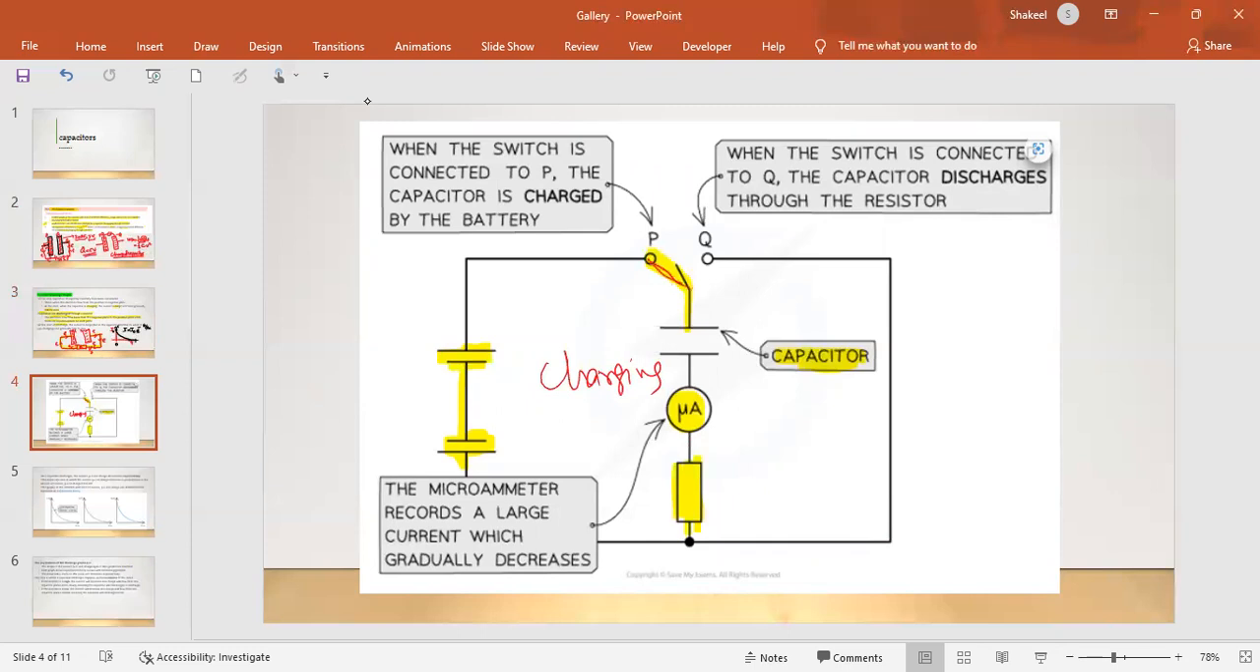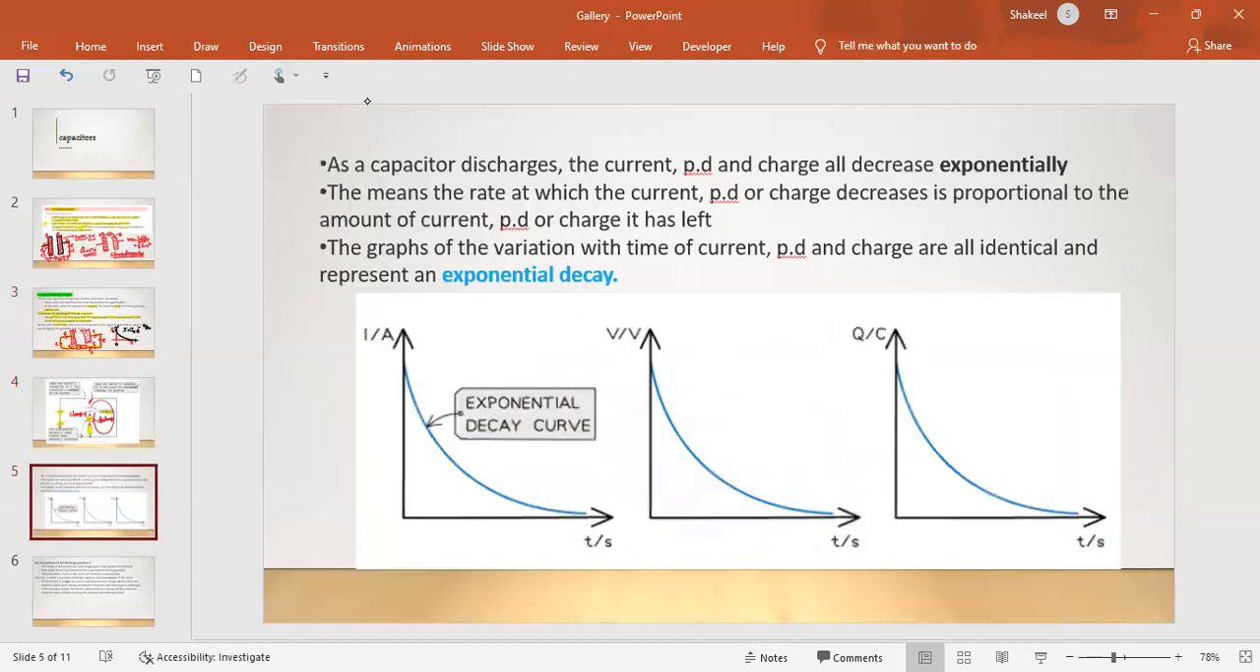So when charging happens, electrons will be moving towards the capacitor through the resistor. And when the capacitor is fully charged, what you do is connect this switch to Q. When you connect this with Q, what will happen? The current will move like this, and it will be a discharging cycle now. The capacitor is going to discharge through the resistor. It's just an illustration of what's going to happen.